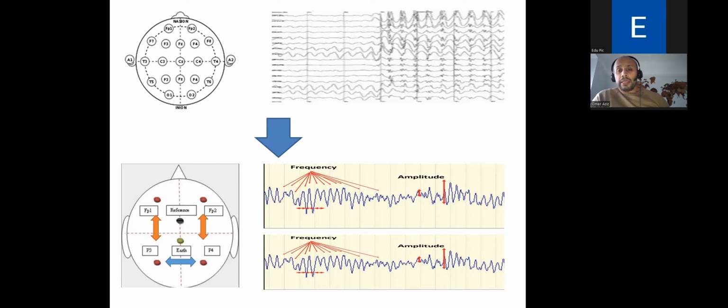So in order to make it simpler, we look at two components of the EEG or the raw EEG. Firstly, how fast it's going, or you can say the frequency. And secondly, how big or small the waves are, and that can be referred to as amplitude.